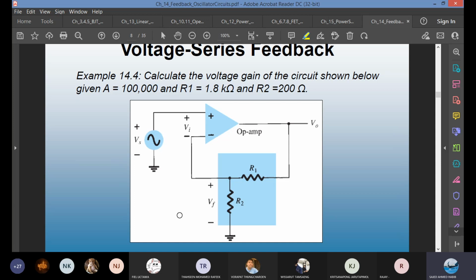It says calculate the voltage gain of the circuit. It is asking you to find the gain with feedback. So AF equals A divided by 1 plus beta A, remember, and then beta you can find. You are given A, you can find the gain with feedback.